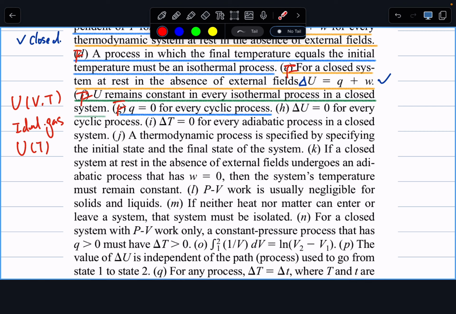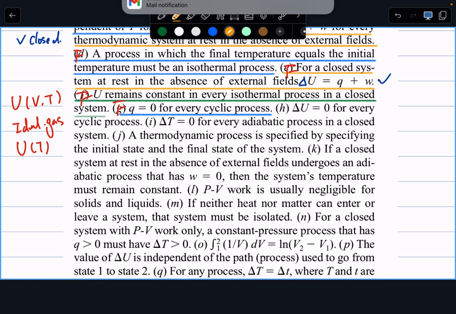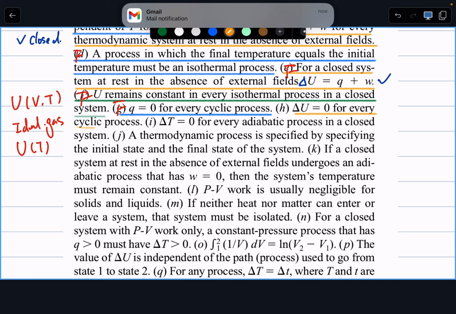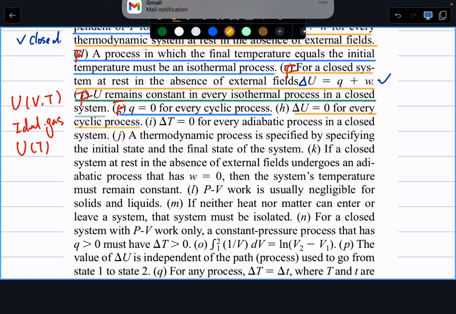Next up, delta U equals 0 for every cyclic process. What about this one? This one is true, right? It's basically saying our internal energy is a state function. But instead of asking, is internal energy a state function, if I ask that question, most of you would say yes, of course. But if we ask it in a different way, then you want to think. This question is effectively asking, is my internal energy a state function?